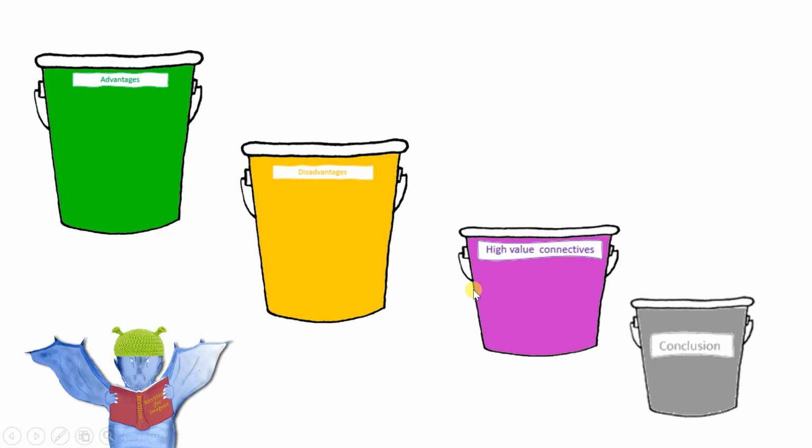So hopefully you're all familiar with the rainbow buckets for extended writing, where we're looking at advantages, disadvantages, and we write them together with high value connectives and competing points in the conclusion. This question is asking you for advantages, so we want to just stick with the green bucket. We're going to need to write extended sentences because it's 4 points. And to make sure you earn the 4 points, we need to use the high value connectives, the purple bucket.